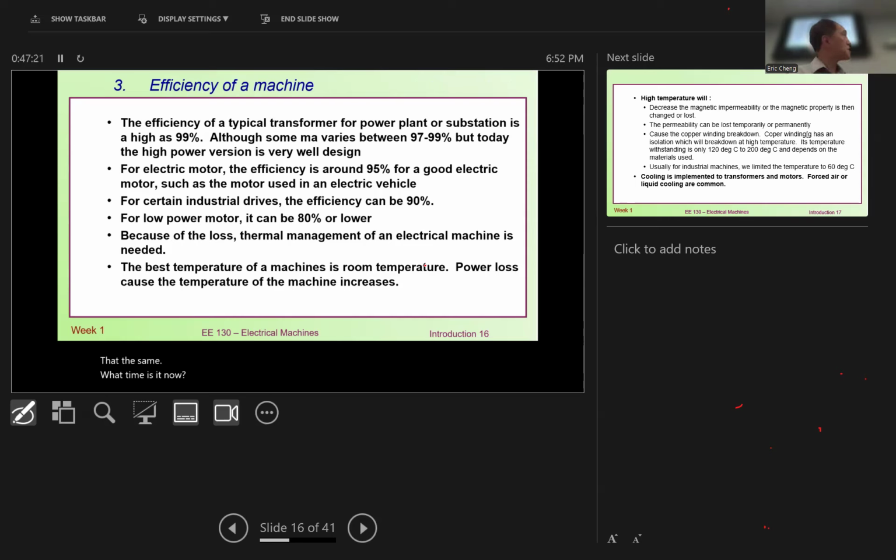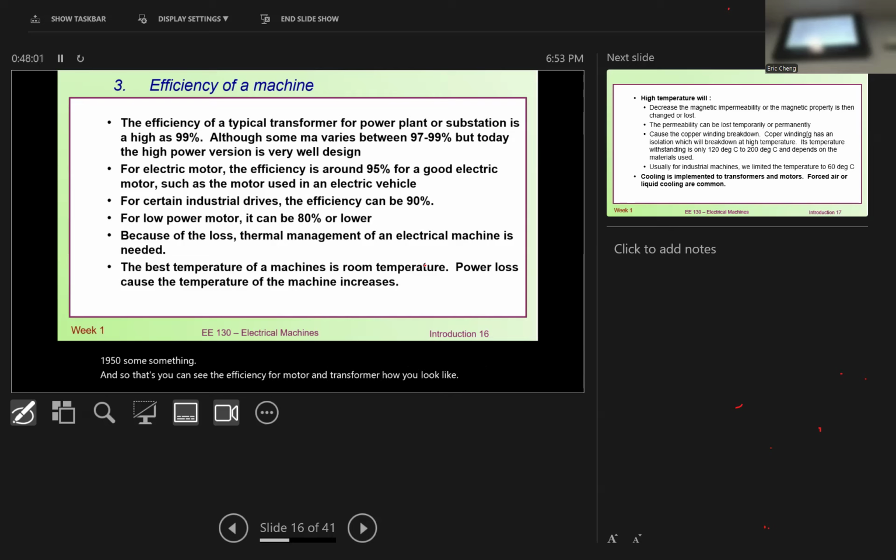The efficiency of machines, as I mentioned before, is really good for a transformer. Efficiency is usually about 99%. I think I mentioned to many of you that a good transformer is usually about 99%. Some may vary between 97 and 99 depending on the power level. More than 95% is quite common. Of course, for some really lousy motors, it may be lower, maybe 90 or 80. That's how the efficiency of motors and transformers looks.